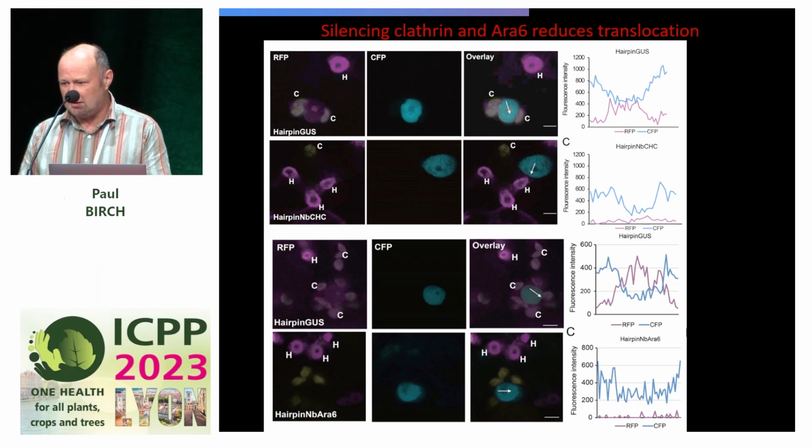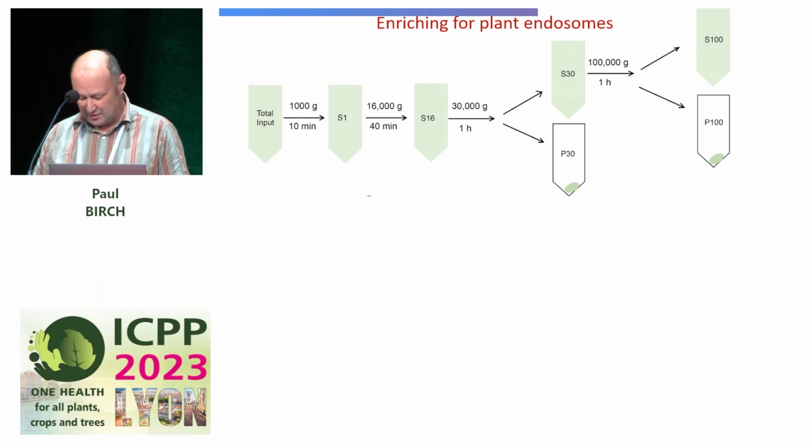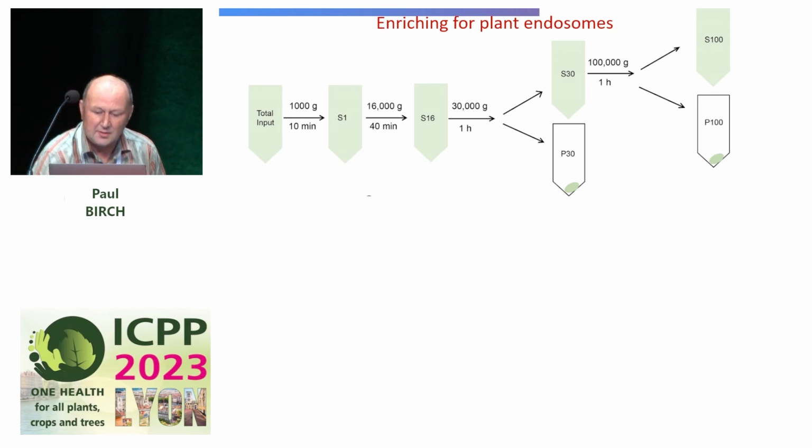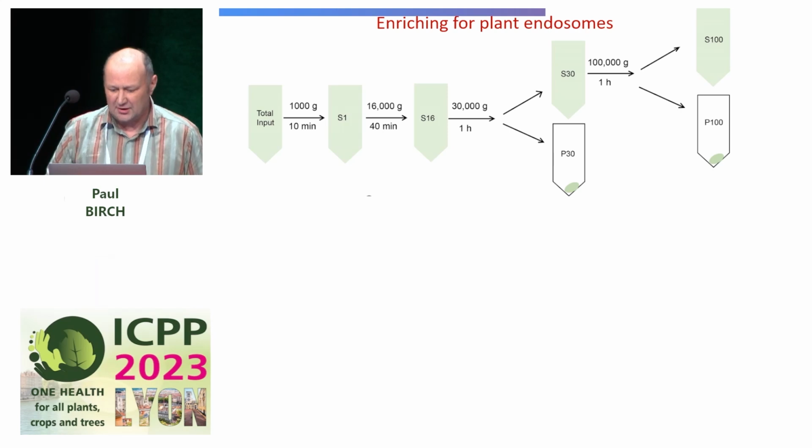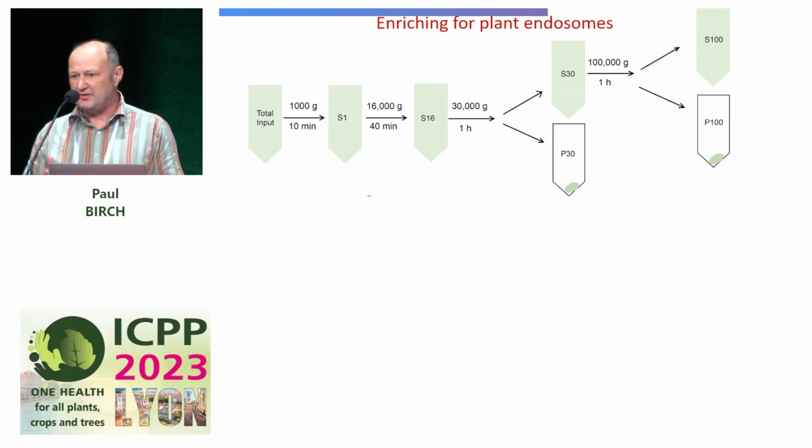So silencing clathrin can have various pleiotropic effects. So the next step for us was to avoid the silencing, move away from that, and actually follow a biochemical route to try and capture plant endosomes. So for that, what we did was we used an already published method. We adopted that and then adapted it slightly. And it was basically a series of sequential ultracentrifugation steps that allowed us to enrich for endosomes.